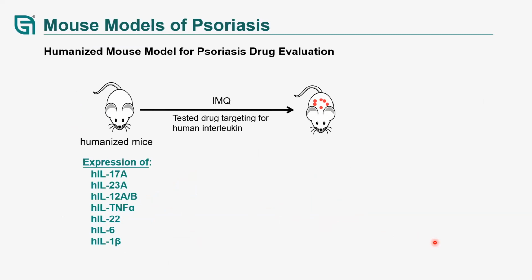GemPharmatech has developed a number of humanized mouse models for the study of therapeutic intervention in psoriasis. And these, with humanized cytokines, transgenic animals, are very good and very accurate models of human disease.